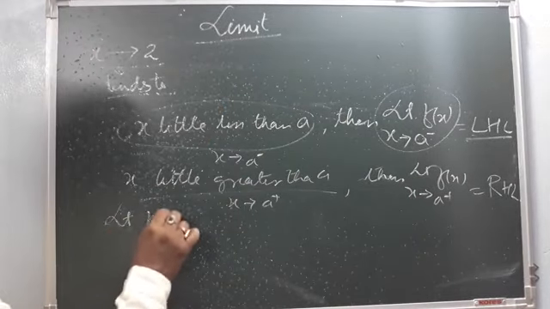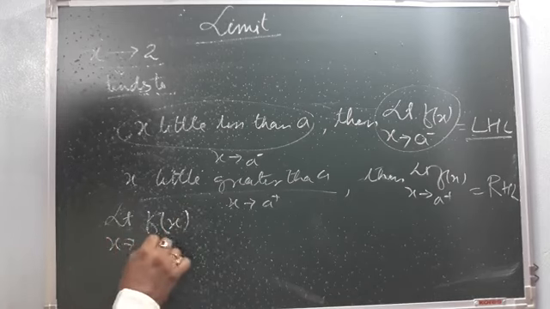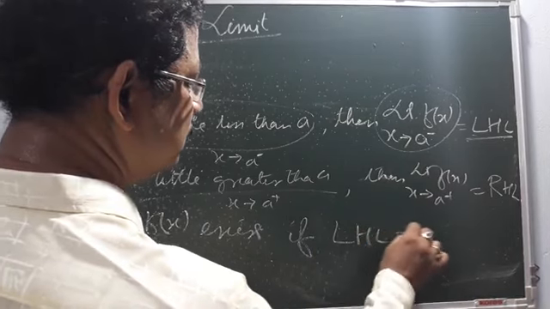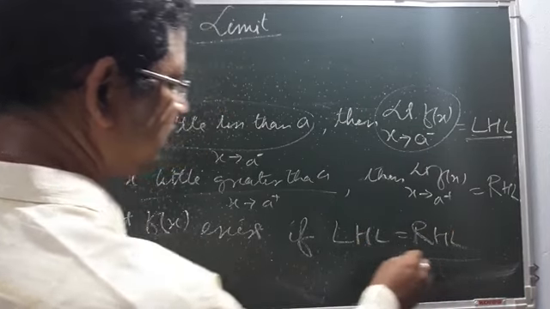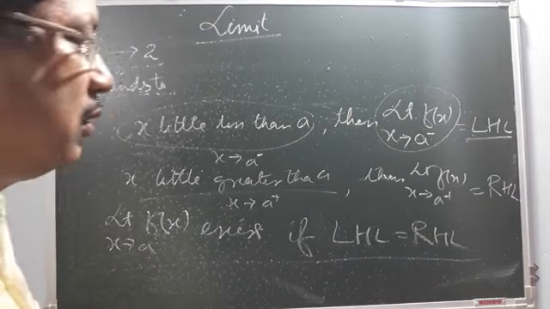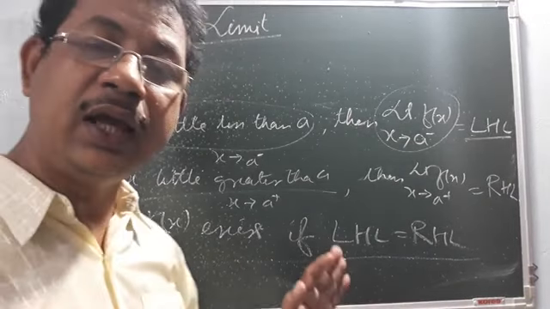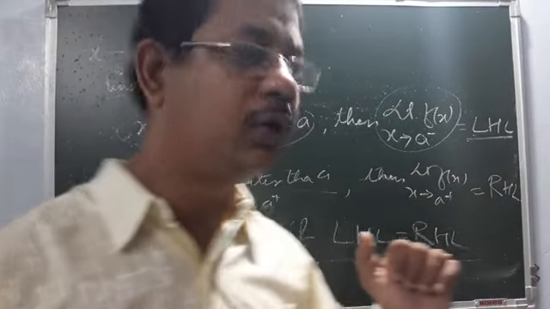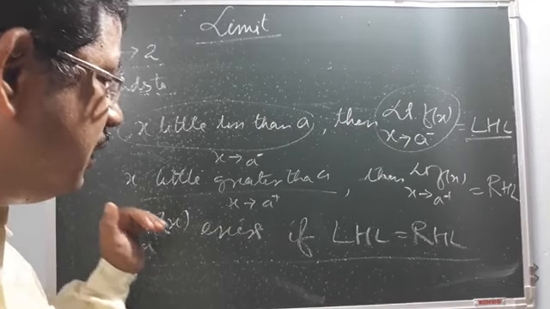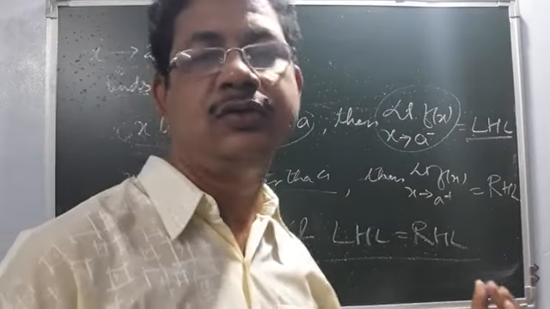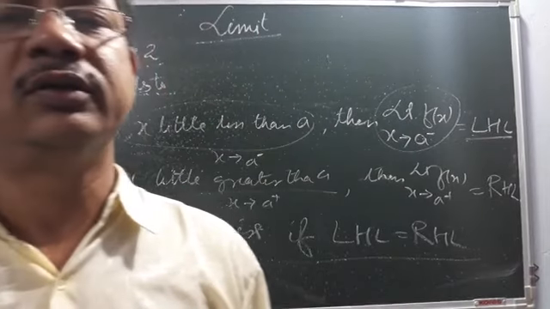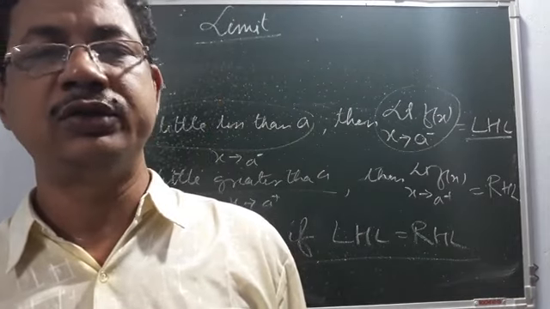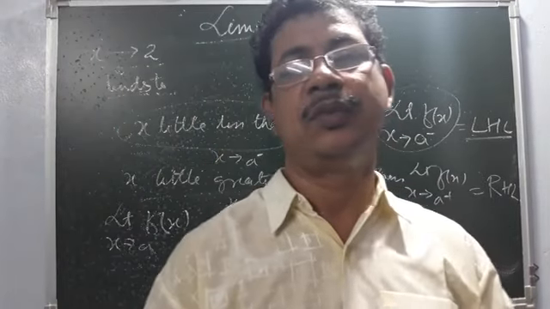Limit Fx, x tends to a, exists if LHL is equal to RHL. কোনো ফাংশনে লিমিট এক্সিস্ট করবে যদি এই LHL RHL দুটো সমান হয়। मनে रखना होगा कोई भी फंक्शन का लिमिट एग्जिस्ट होता है अगर LHL is equal to RHL। হ্যাঁ, এটা মনে রাখতে হবে, যদি লেফট হ্যান্ড লিমিট রাইট হ্যান্ড লিমিট সমান হয় তবেই লিমিট এক্সিস্ট করবে, এটা কন্ডিশন। এটা না হলে লিমিট থাকবে না.